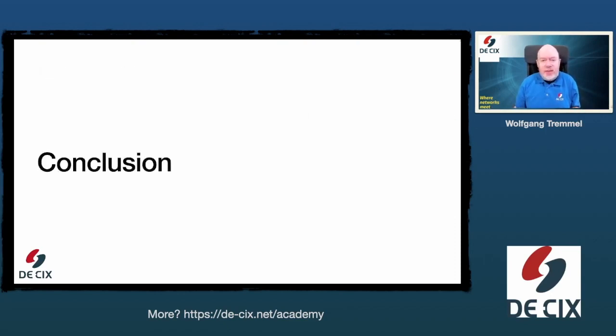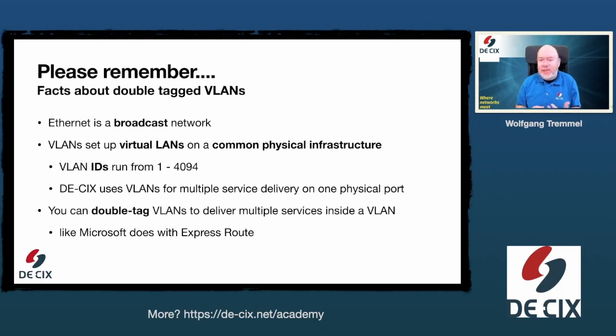Conclusion from today. Some facts about double tagged VLAN. Always keep in mind, Ethernet is a broadcast network. And VLANs set up virtual LANs on one common physical infrastructure. VLAN IDs run from 1 to 4094. DKIX uses VLAN IDs to deliver multiple services on one physical port.